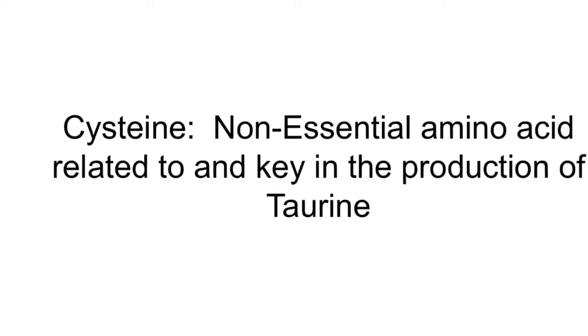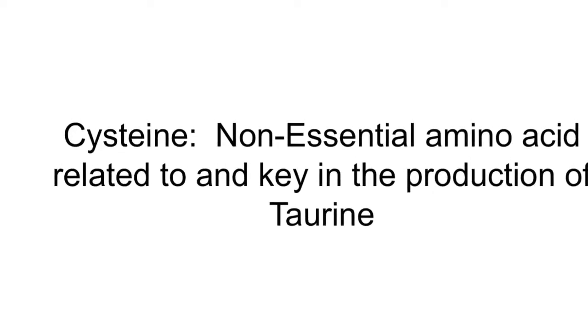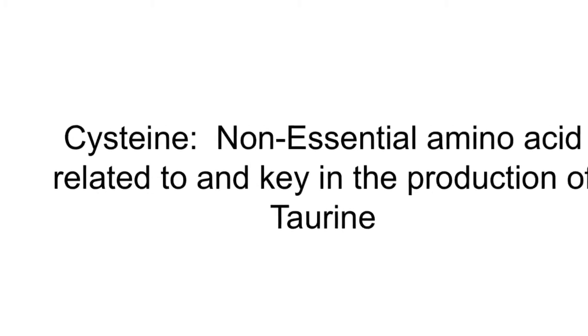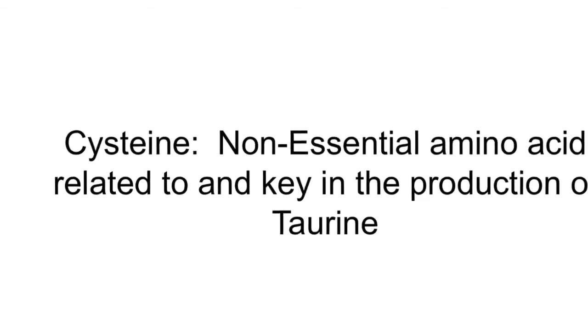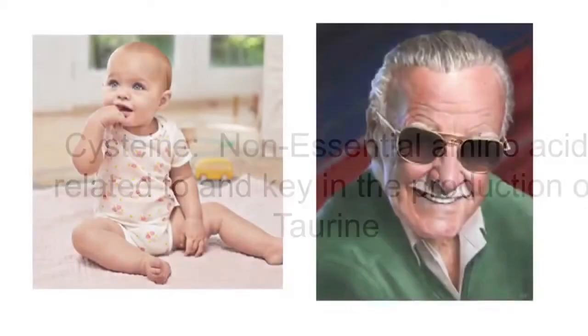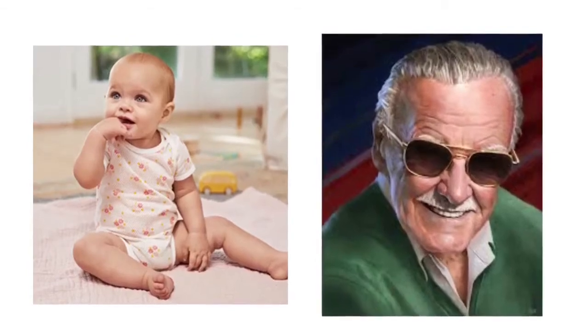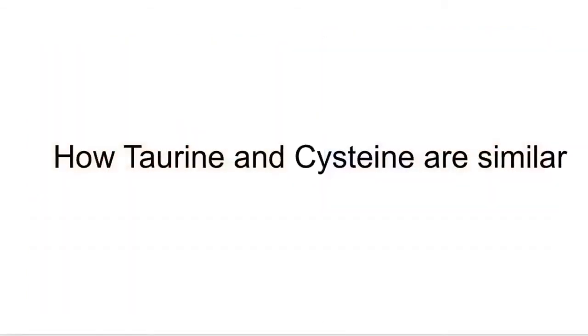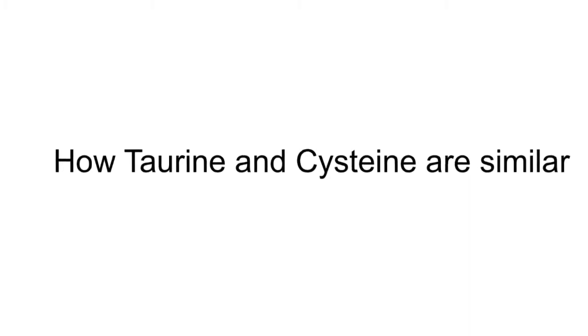While at the moment cysteine is considered a non-essential amino acid, in the future it could move up to an essential amino acid. This is because, while in a normal, healthy adult body, it is naturally produced, in young babies or the elderly, sometimes they do not have enough of it and do need to take supplements. Being related, cysteine and taurine both are very similar.